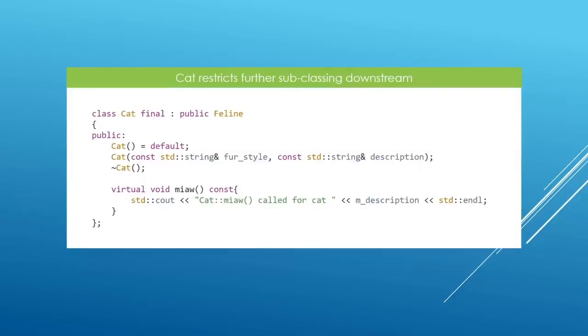But we can also restrict people from inheriting altogether. So here we have a simple example to drive this home. We have our cat class. It is going to be inheriting from feline, but we are marking our cat class as final. And what this is going to mean, if anybody tries to inherit or derive from cat in any way, they are going to get a compiler error, and this is what we can achieve with the final specifier.